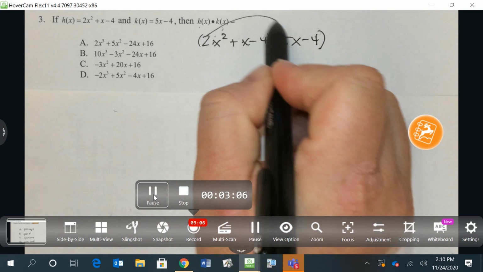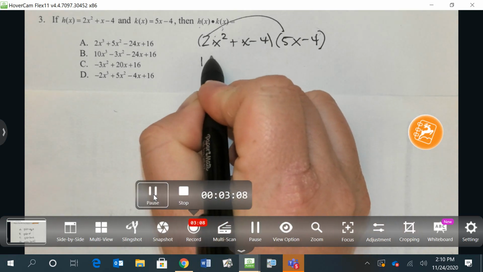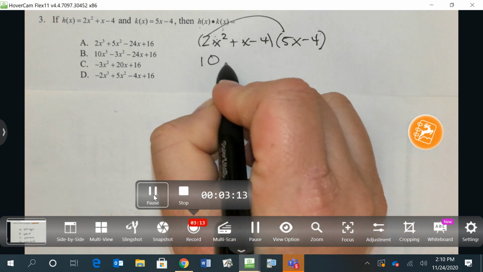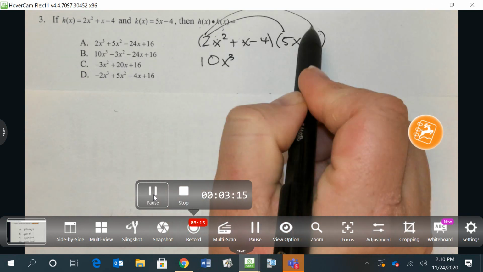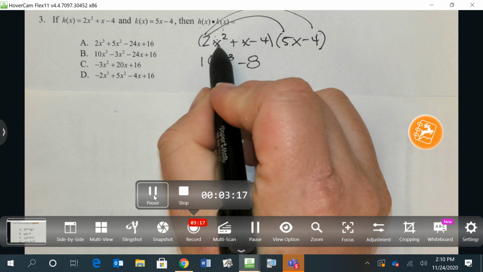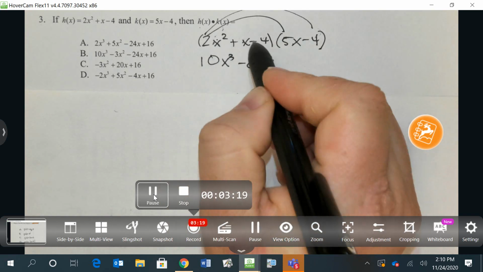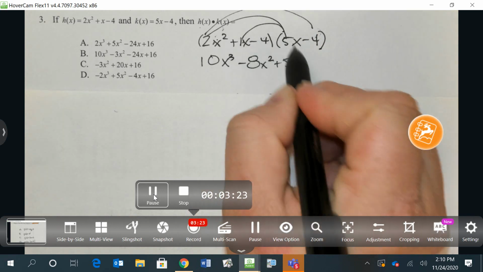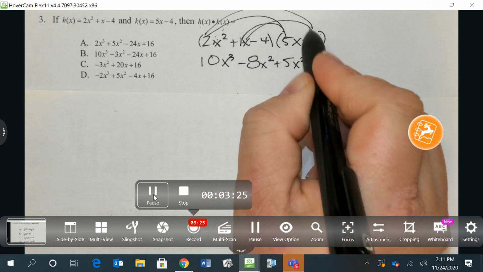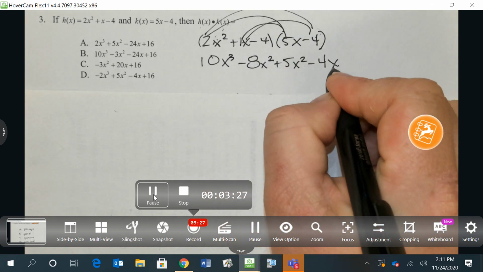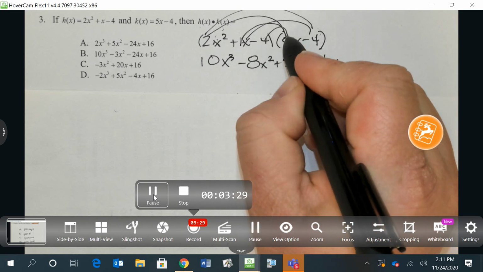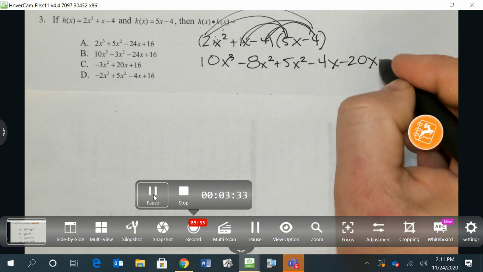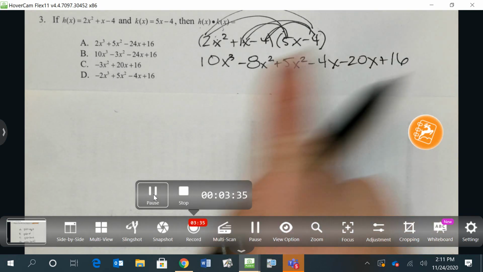Here we go. 2 times 5 is 10, and there's a total of 3 x's, 1, 2, and 3. 2 times negative 4 is negative 8 with an x squared. Now onto the x. 1 times 5 is 5. There are 2 x's. And 1 times negative 4 is negative 4 with 1x. Negative 4 times 5 is negative 20 with an x, and negative 4 times negative 4 is a positive 16. What do I do with all this?